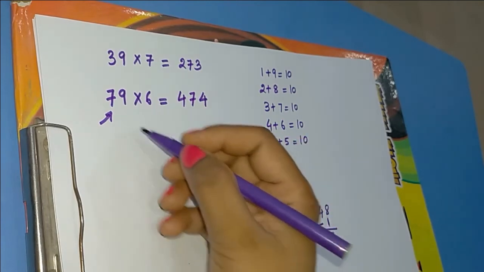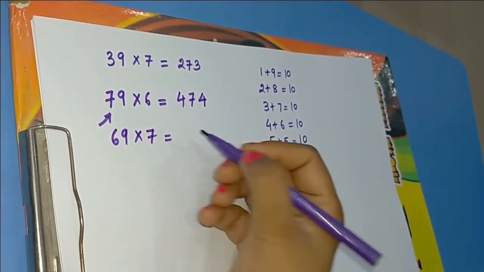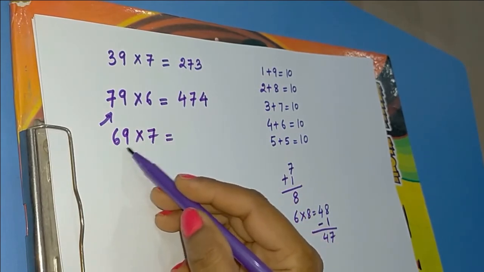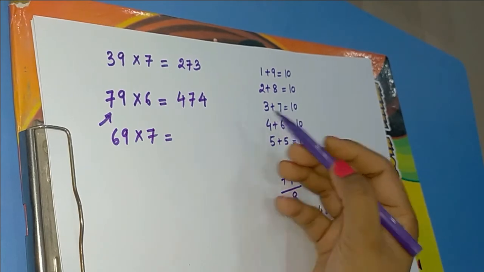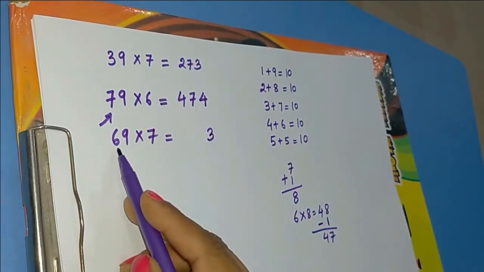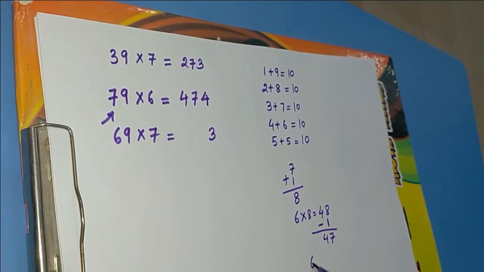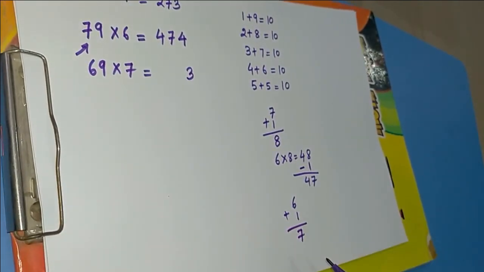474. Let's take another example. 69 cross 7. So here we need to multiply 69 by 7. Here pair of 7 is 3. So we will write this 3 here at ones place. Now we have 6 at tens place. So we need to add 1 to this 6. So 6 plus 1, that is 7.